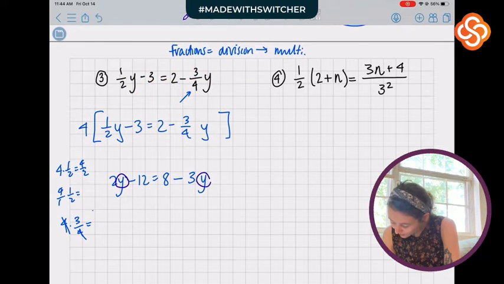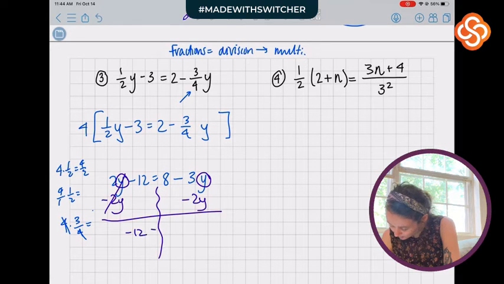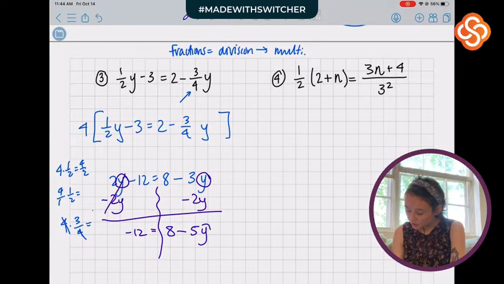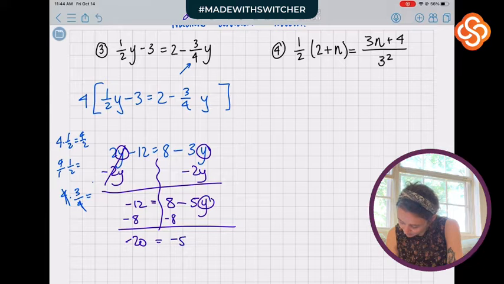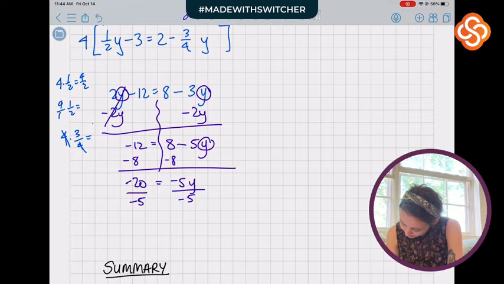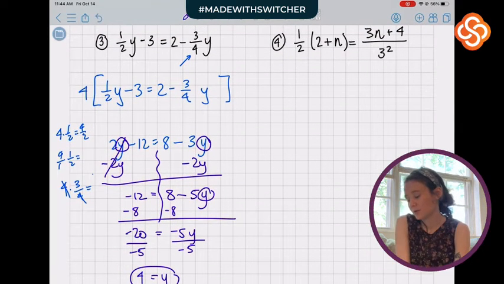I have a y and a y. I put them on both sides by doing the opposite. So I'm going to delete this 2y over here, and I'm going to get negative 12 is equal to 8 minus 5y. Now I'm trying to solve for y. So I'm going to minus 8 on both sides. I get negative 20 is equal to negative 5y, divided by negative 5. And I get positive 4y. So that is my equation.